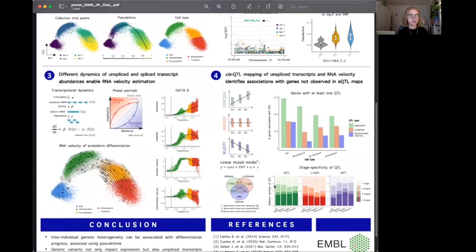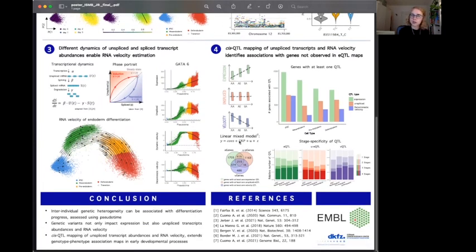Moreover, we tested the stage specificity of QTL, and whereas we find similar patterns for eQTL and unspliced eQTL, the relative number of QTLs that are specific to only one stage, they're these light purple, decreases when we look at velocity QTLs. So the conclusion is that cis-QTL mapping of RNA velocity and also unspliced transcript abundances do extend genotype-phenotype association maps.